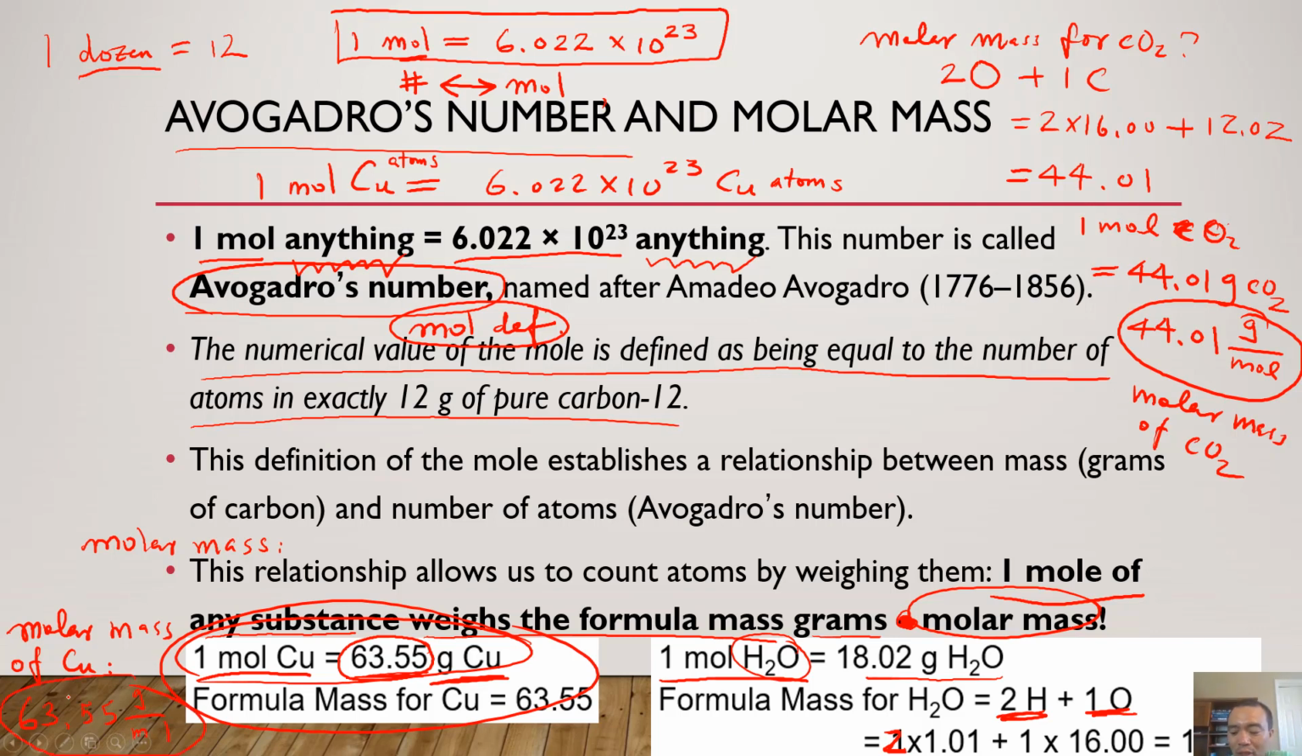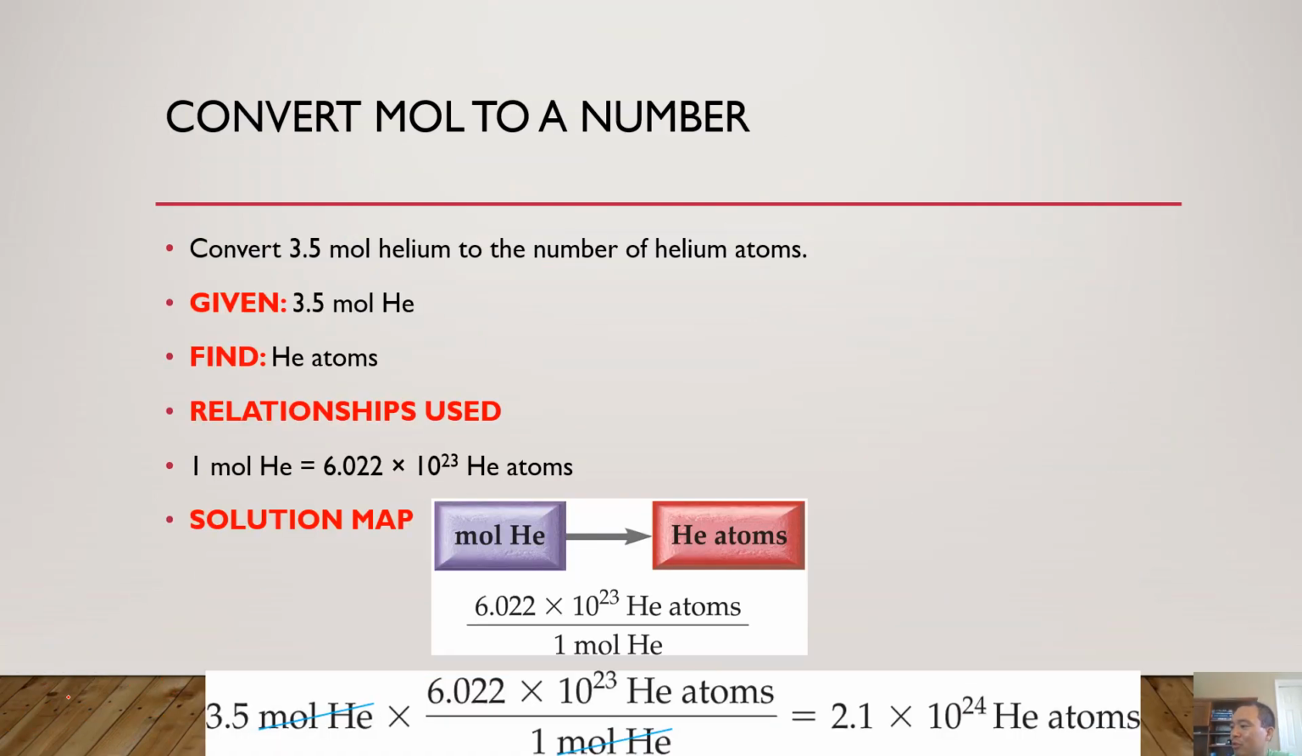All right, let's work on a few examples and see how we can convert mole to a number using Avogadro's number or mole definition. Another example would be how to convert mole to grams or grams to mole. All right, convert 3.5 mole of helium to number. So basically in this example, it's mole to a number. Sometimes I simply write the solution map as you want to convert mole to hashtag, which means number. How do you do that?